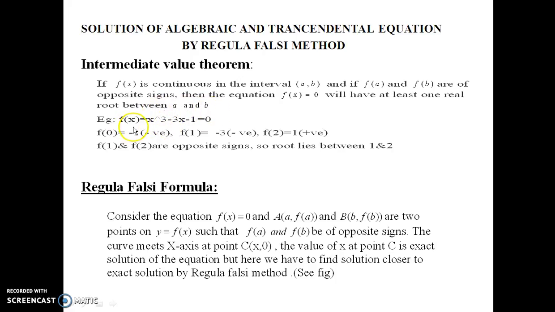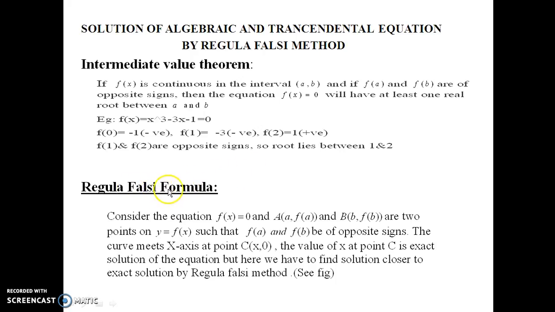For example, f of x equal to x cube minus 3x minus 1 equal to 0. At x equal to 0, f of 0 is minus 1, negative. At x equal to 1, f of 1 is minus 3, also negative. At x equal to 2, f of 2 is 1, positive. Here the signs of f of 1 and f of 2 are opposite, so the root lies between 1 and 2. This theorem is called the intermediate value theorem, and it is required to find a root of a given equation by the regula falsi method.